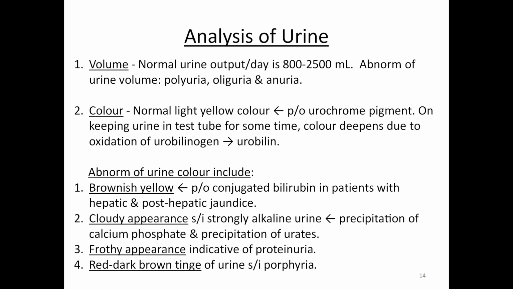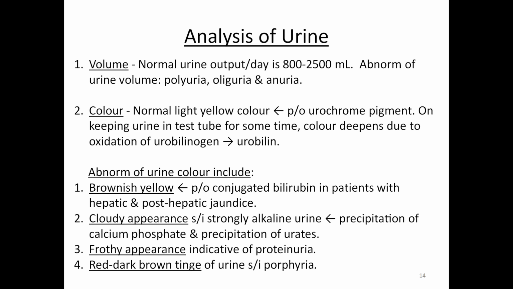Now once the urine is kept in a test tube for some time, the color deepens due to oxidation of urobilinogen into urobilin. Then abnormality of urine color includes, it can be brownish yellow because of presence of conjugated bilirubin in patients with hepatic and post-hepatic jaundice.